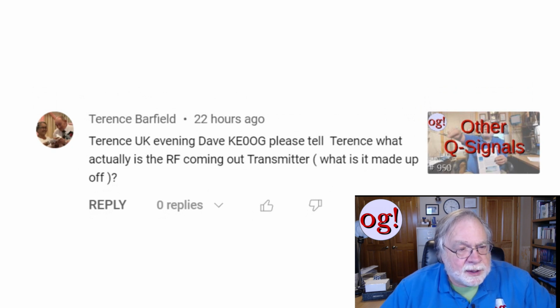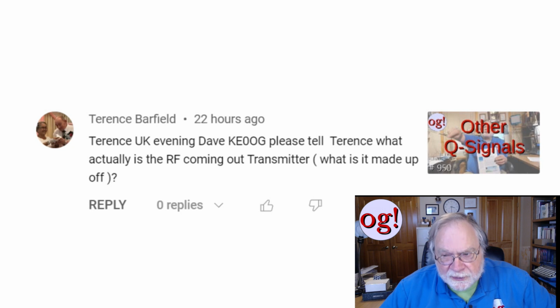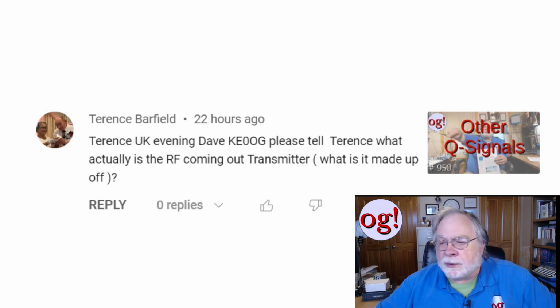Terence Barfield in the UK says, please tell me what actually is the RF coming out of the transistor. What is it made up of? Okay, I've seen this question before, and I've actually answered it a couple times. What's coming out of it is RF, radio frequency, AC. It's alternating current that is alternating so fast, it's in the radio frequency realm. And you can see the frequency of the carrier on the front of your radio.